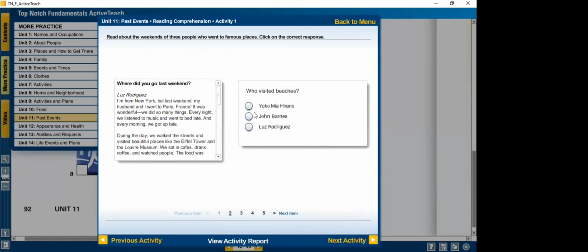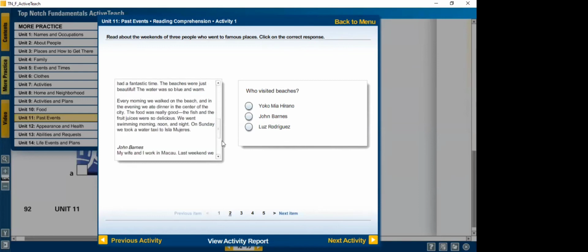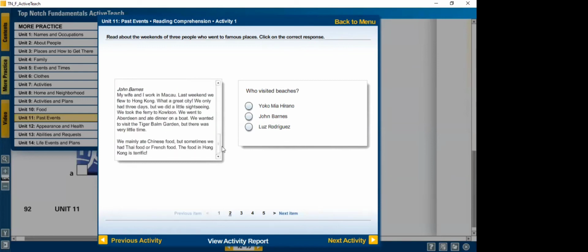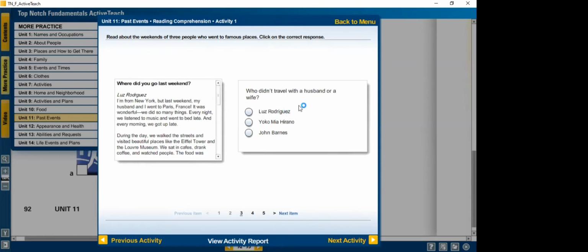Who visited beaches? Yoko, John, or Luz? Luz. That's right, because it's the one that went to Cancun, and it says that the beaches were just beautiful, it says there. Who didn't travel with a husband or a wife?